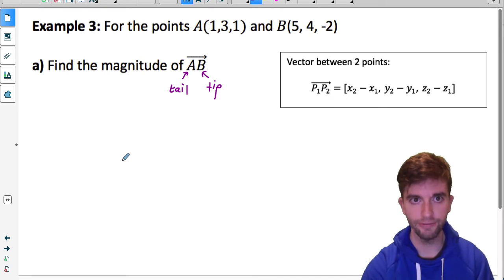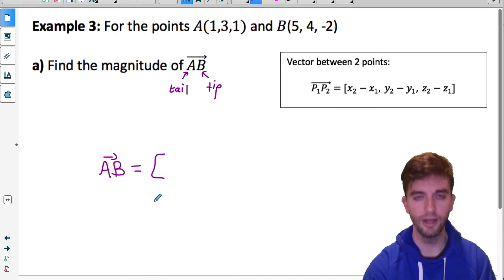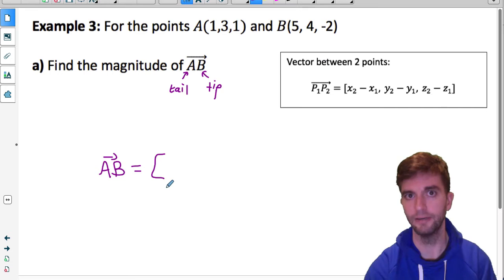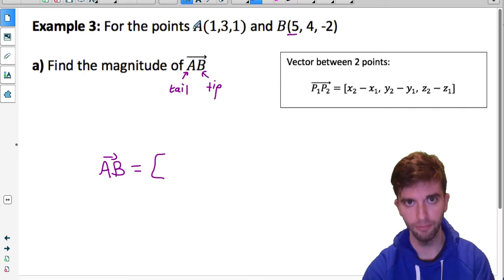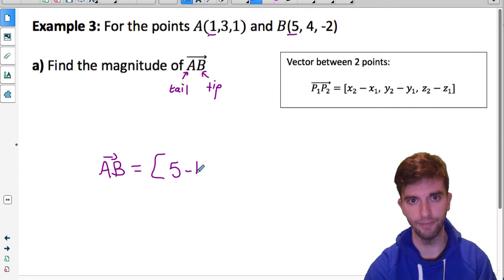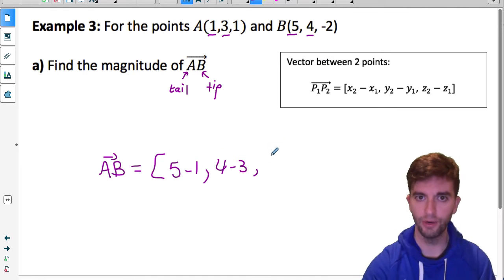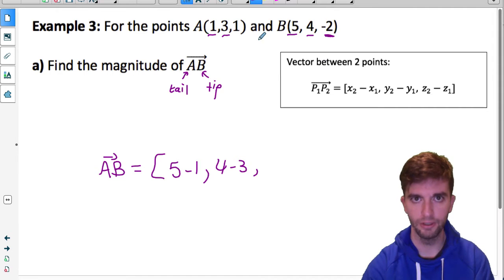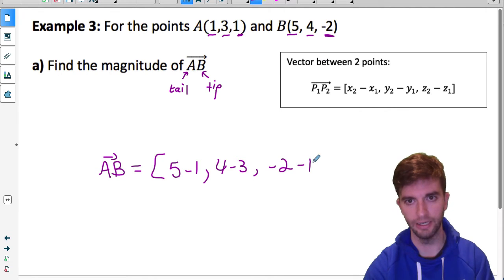So like I said, when we do those differences, when we're writing vector AB as an algebraic vector, make sure you do each of the components of the tip minus each of the components of the tail. Always tip minus tail. So we'll start by finding the x component of vector AB by doing the x component of the tip minus the x component of the tail. So 5 minus 1. I then find the y component of vector AB by doing the y coordinate of the tip minus the y coordinate of the tail, so 4 minus 3. And I find the z component by doing the z coordinate of the tip minus the z coordinate of the tail, so negative 2 minus 1.